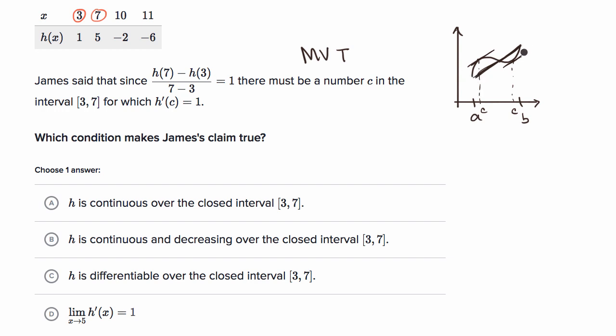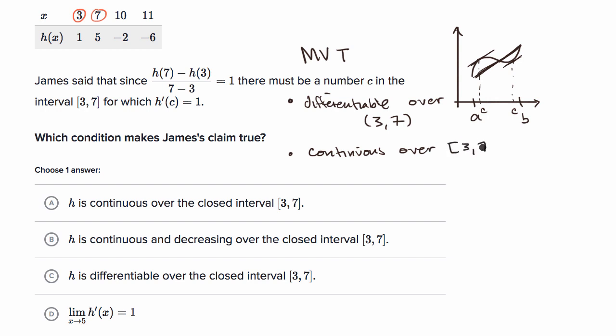Now, what are the conditions for the mean value theorem to apply? And we've reviewed this in multiple videos. One way to think about it, if we're talking about the closed interval from 3 to 7, one condition is that you have to be differentiable over the open interval from 3 to 7. So that's the interval, but not including the endpoints. And you have to be continuous over the entire closed interval, so including the endpoints.